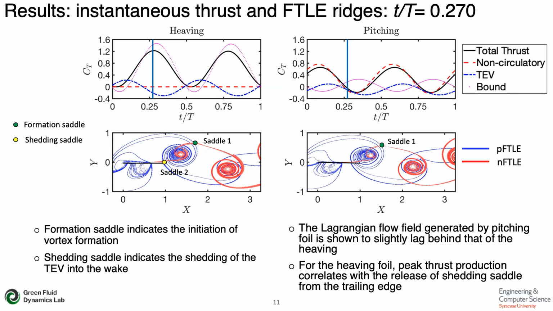First, the Lagrangian flow field generated by the pitching foil is shown to slightly lag behind that of the heaving. For example, we can see that the shedding saddle is formed by the heaving foil at this time frame, but has not yet formed for the pitching case. The other important observation is that for the heaving foil, peak thrust production correlates with the release of the shedding saddle from the trailing edge.